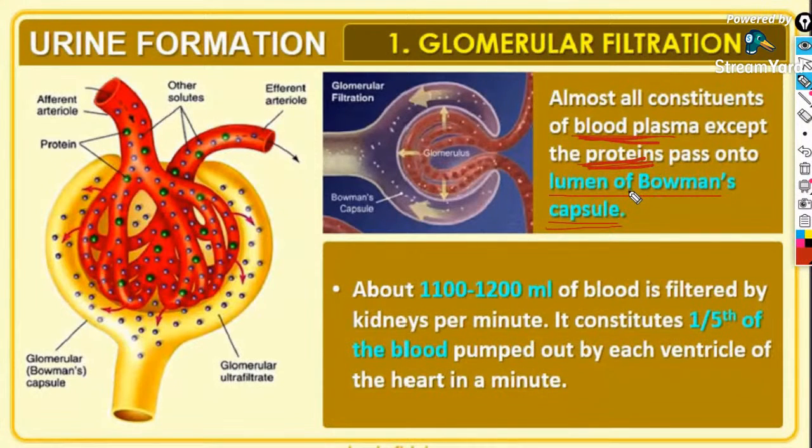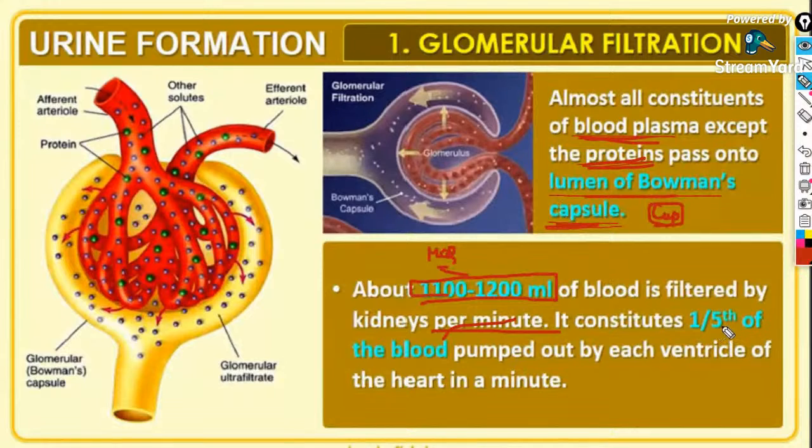So all the constituents of the blood plasma except the proteins pass into the lumen of the Bowman's capsule. What is Bowman's capsule? Bowman's capsule is the cup-shaped portion of the nephron. About 1100 to 1200 ml of blood is filtered by the kidney per minute. Very important MCQ question: how much blood is filtered by the kidney per minute? It is 1100 to 1200 ml of blood.